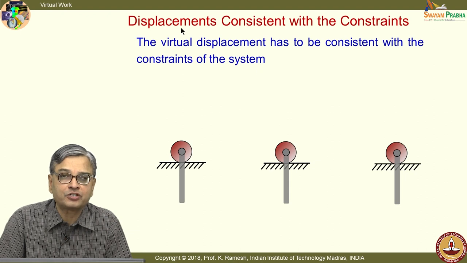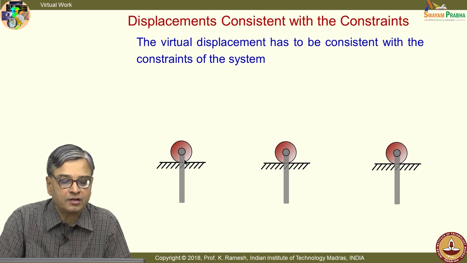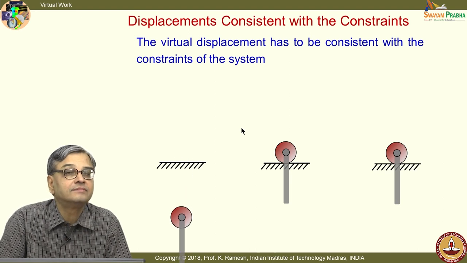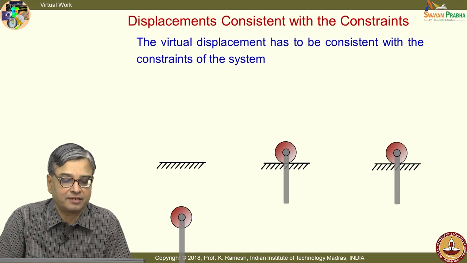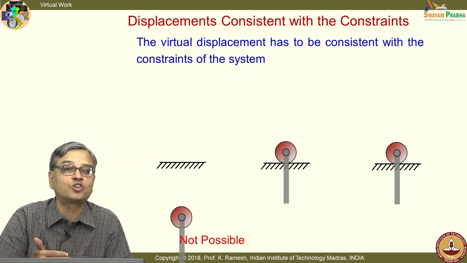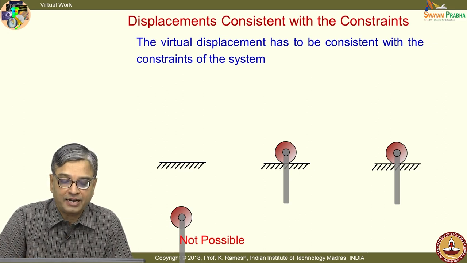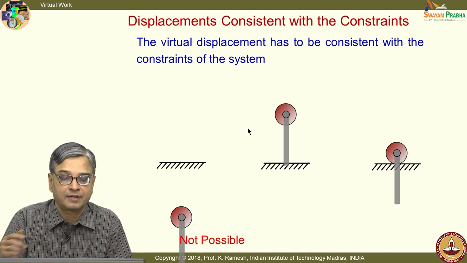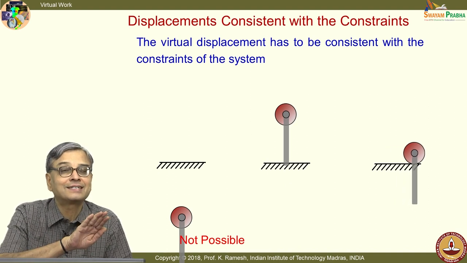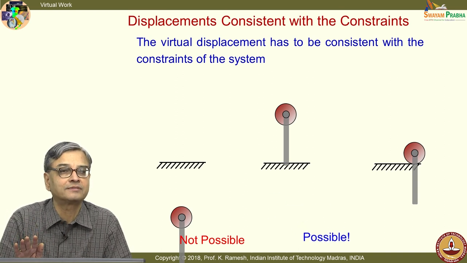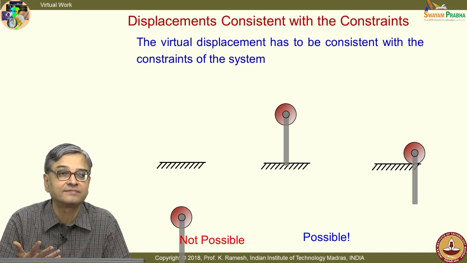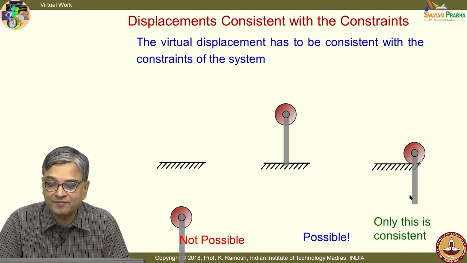Before we proceed further, let us understand what is the meaning of consistent with the constraints. See, I have a floor and I have a roller on it, and I would like to see in what ways I can move it. Can I move it down? It's just not possible. So, you can't have a virtual displacement where it is moving down and solve the problem. You cannot do that. But definitely, I can lift it up and I can also slide it along the floor. Both are possible. Of these, which is consistent with the constraints? Only this is consistent with the constraint of the system.